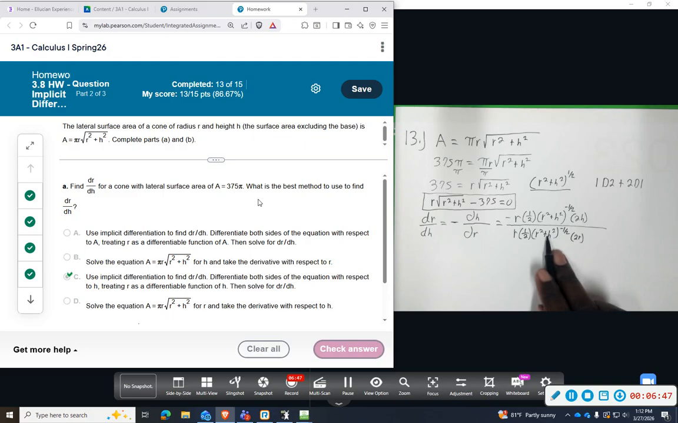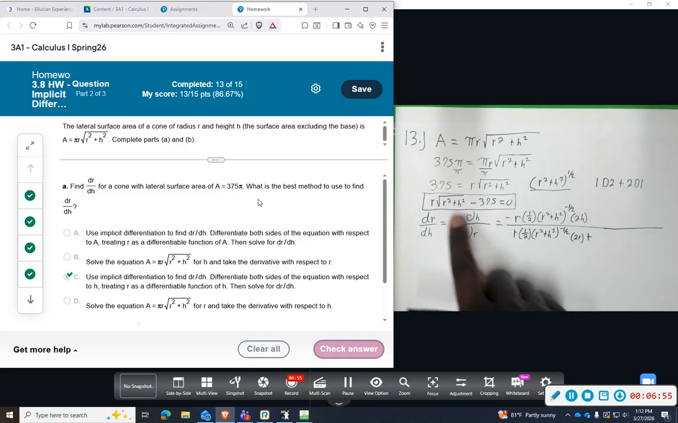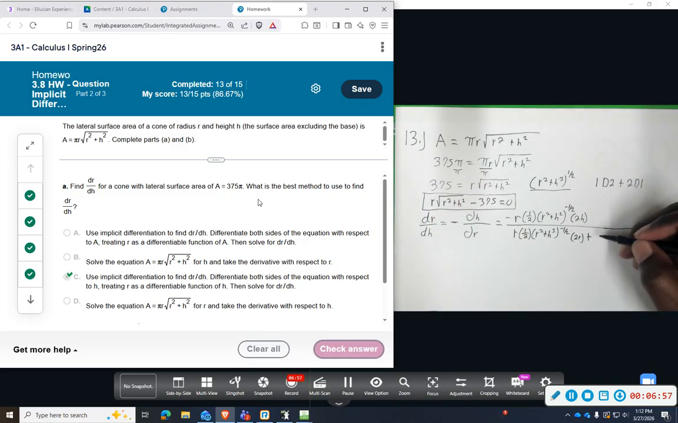And then h is going to be 0, so we don't have anything else. So this is 1d2 plus, we have to do the second. So the second function is this one. I can write it as a square root, it doesn't matter. Square root of r squared plus h squared, since we don't have to do anything to it.